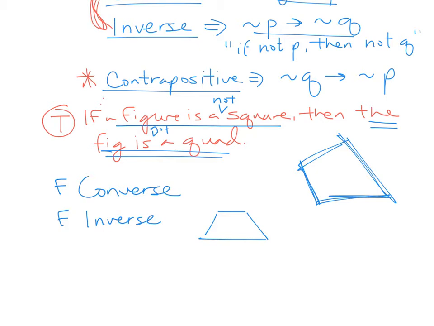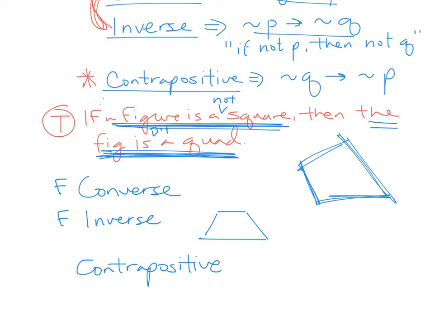And then your last one, what would your contrapositive say? If a figure is not a quadrilateral, then the figure is not a square. Is that true? That's true, right? And like we said, conditional and contrapositive will always have the same truth value. So I knew that was going to be true before I ever read the statement, right? So those are the four types of statements you're going to be working with.